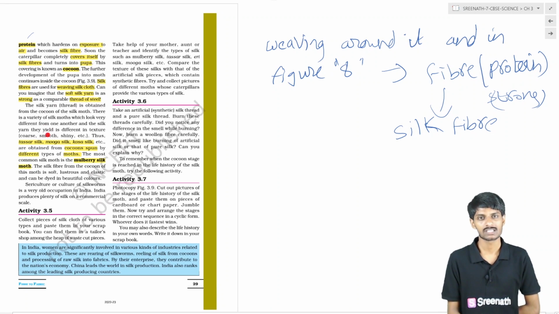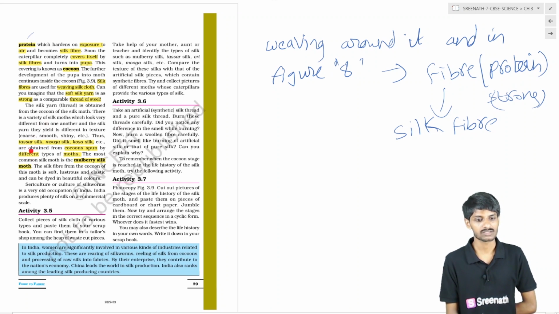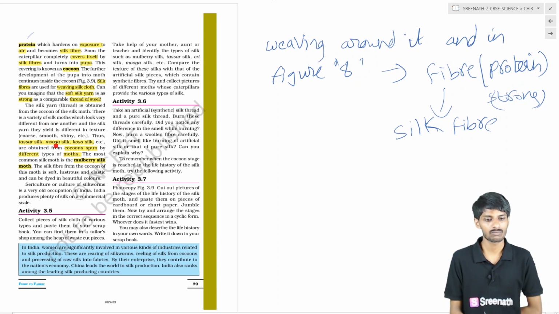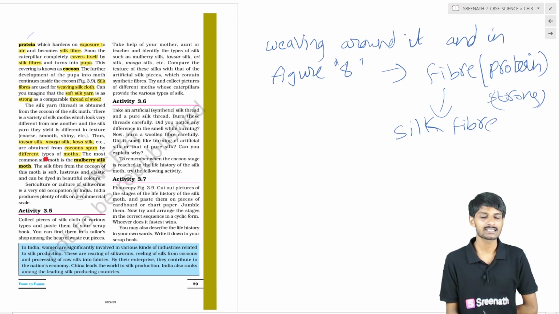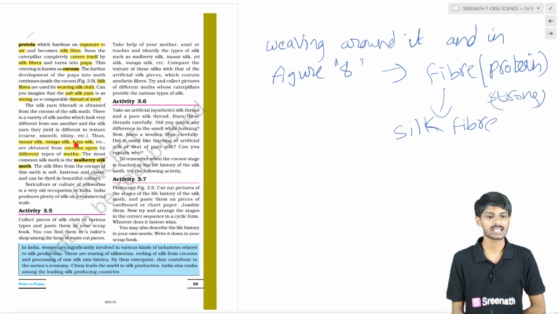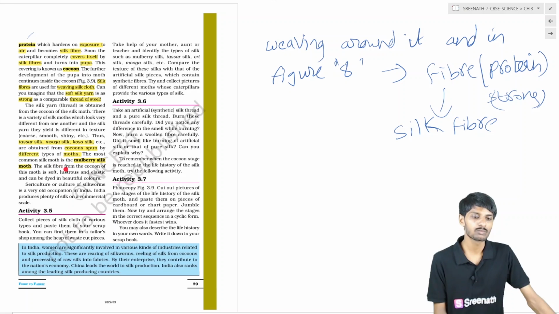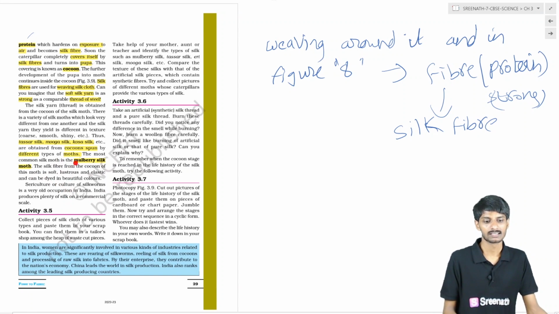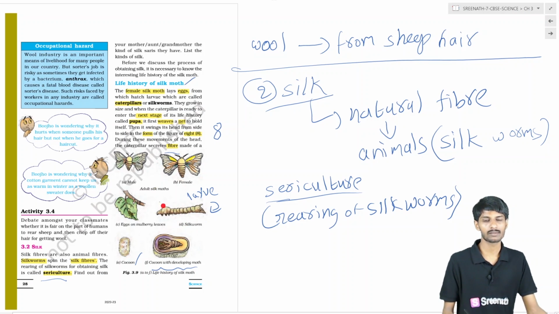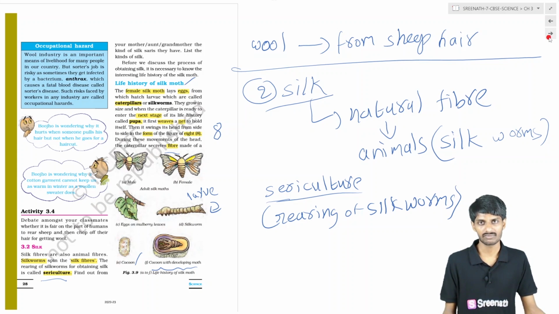Different types of silkworms give different types of silk fibers. The different types are tussar silk, muga silk, kosa silk, etc. All these are obtained from cocoons spun by different types of moths. The most common silk moth is the mulberry silk moth. Okay students, that is about the life history of the silk moth. In the stage of the cocoon, you get silk fibers, which are very strong.